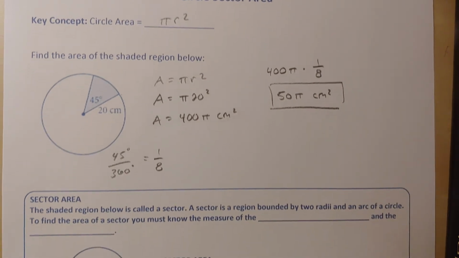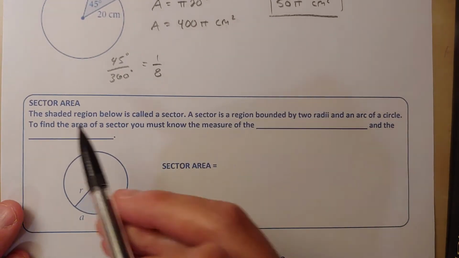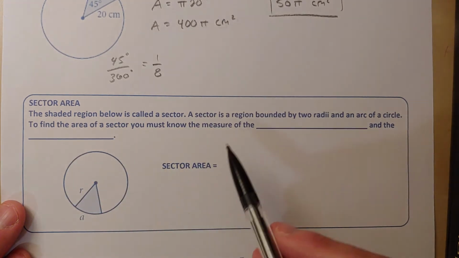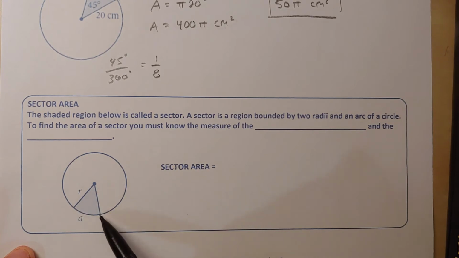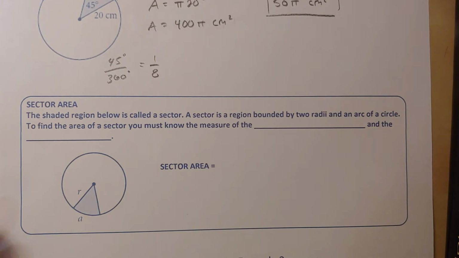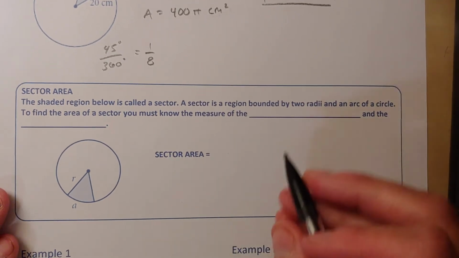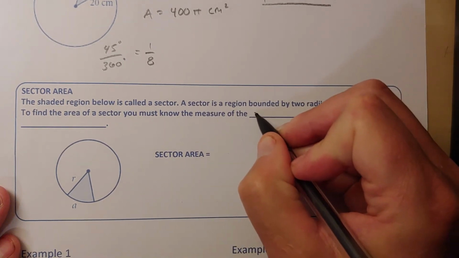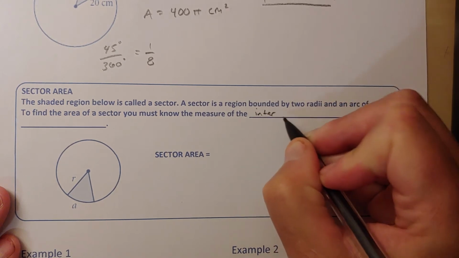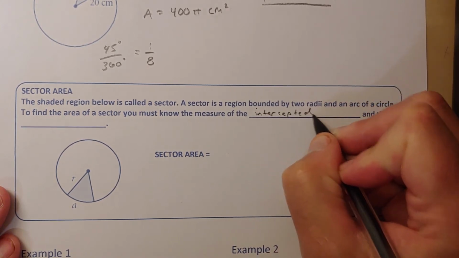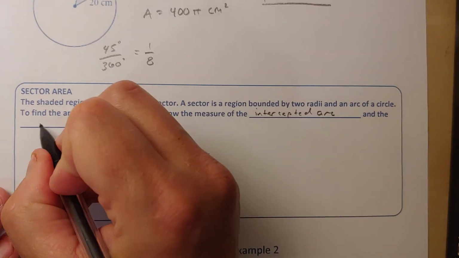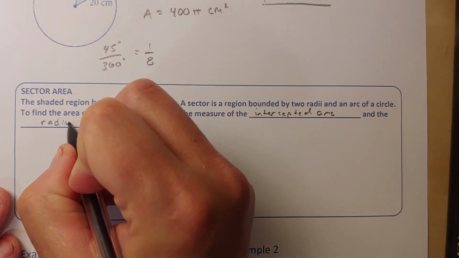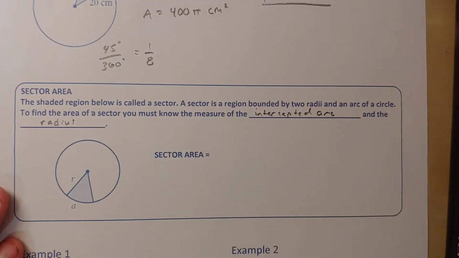So, to summarize this, sector area: a sector is the shaded region, a region bounded by two radii, here, and an arc here of a circle. To find the area of a sector, you must know two things. You need to know the measure of the arc, or what we call the intercepted arc, and the radius. If you know those two things, we can figure this out.